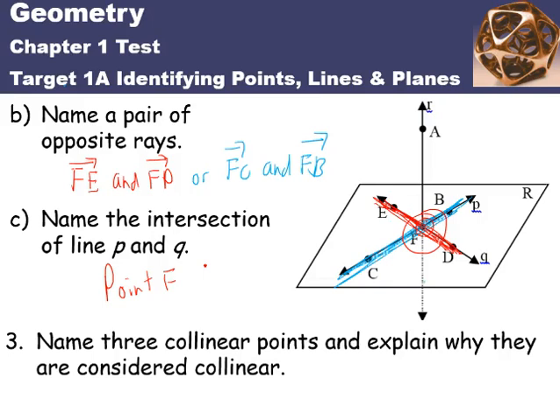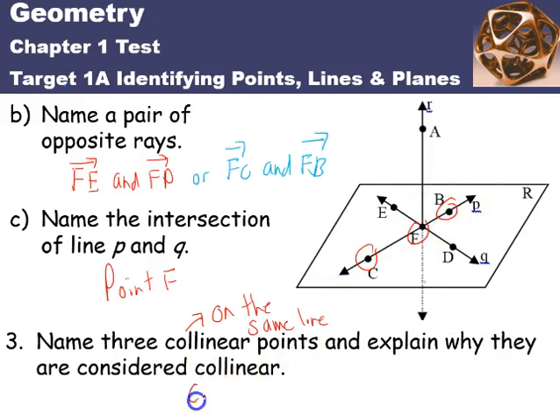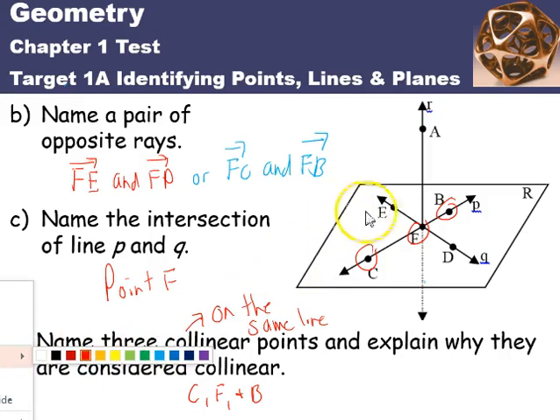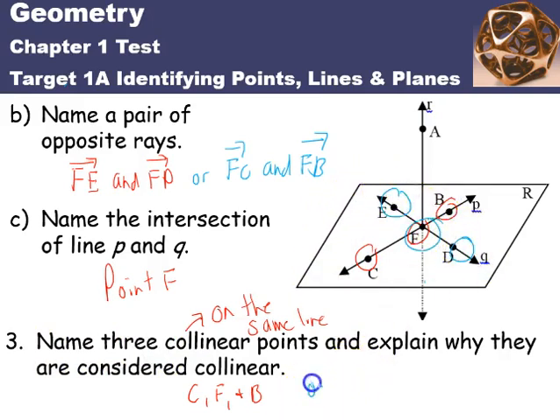So for number 3, we need 3 collinear points. So this word collinear means on the same line. So let me erase these. So we're looking for 3 points on the same line. So C, F, and B is one. So I could say C, F, and B. Or another color. I could have also said E, F, and D. So I only need one set, so I can either say EFD or CFB.